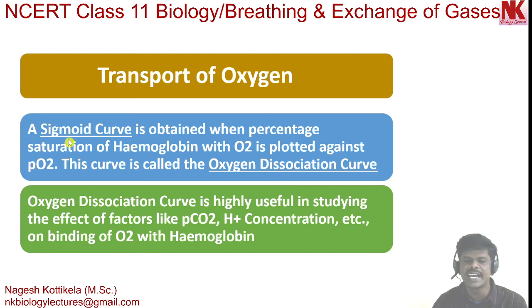I repeat this once again. A sigmoid curve is obtained when percentage saturation of hemoglobin with oxygen is plotted against partial pressure of oxygen. So this curve is oxygen dissociation curve. Oxygen dissociation curve is highly useful in studying the effect of factors like partial pressure of carbon dioxide, hydrogen ion concentration, etc. on binding of oxygen with hemoglobin. How these factors are affecting can be understood from this oxygen dissociation curve.